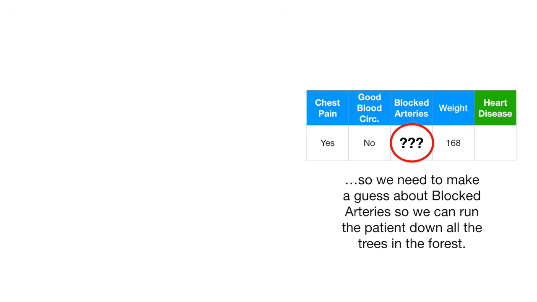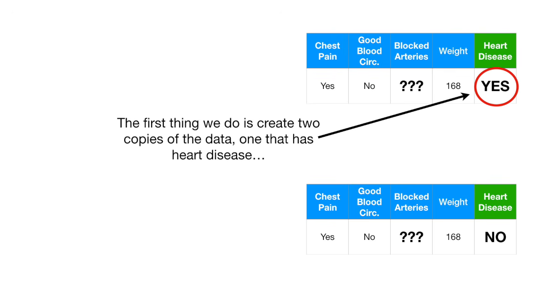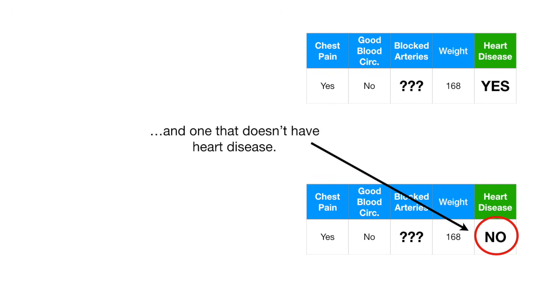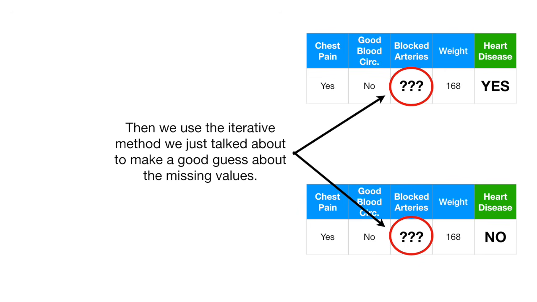The first thing we do is create 2 copies of the data, one that has heart disease and one that doesn't have heart disease. Then we use the iterative method we just talked about to make a good guess about the missing values. These are the guesses that we came up with.